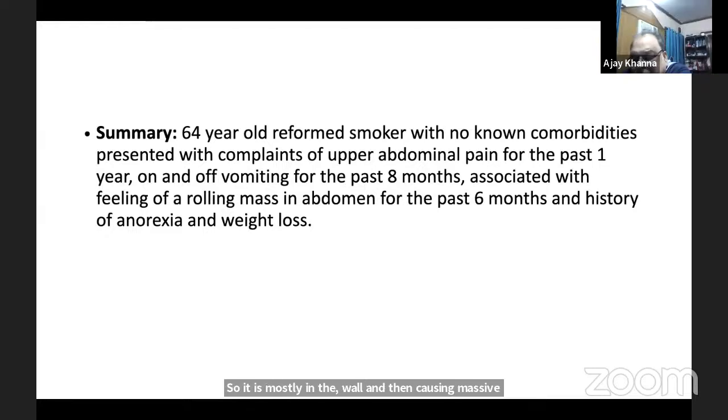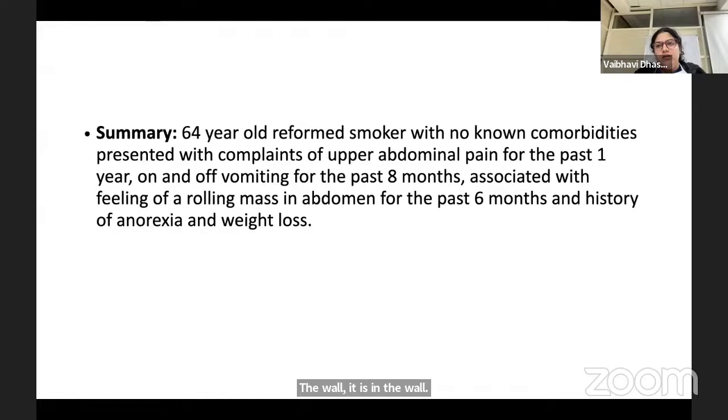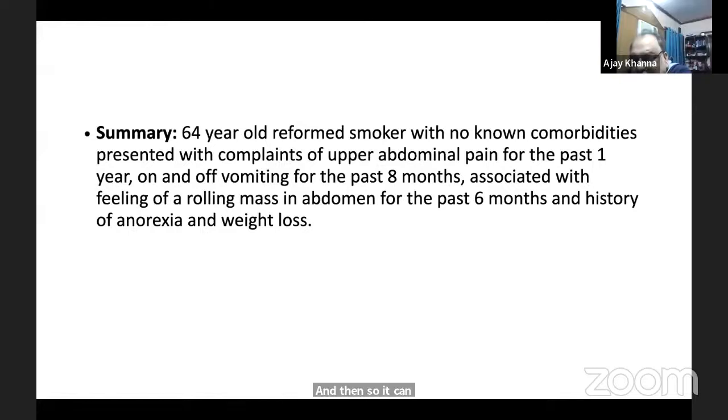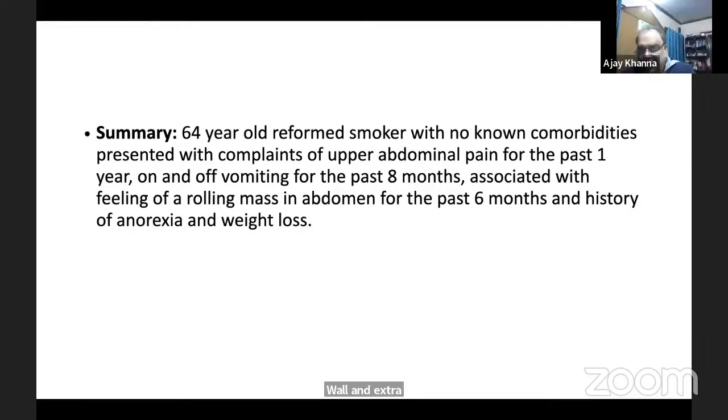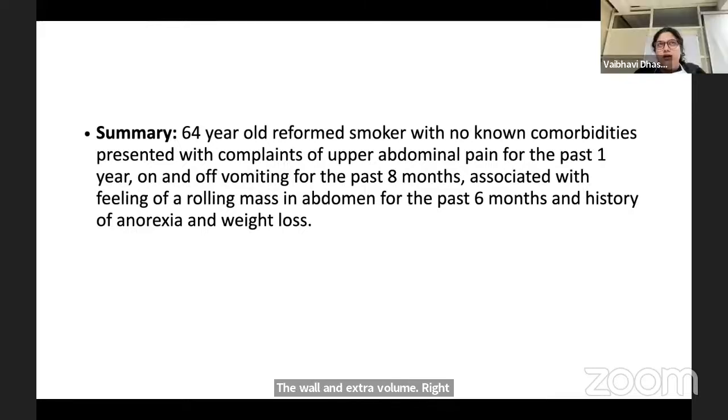Whenever you talk of any obstruction, tell the causes according to lumen: the wall and extra wall. So what can be there in the wall and what can be there outside the wall because of tuberculosis? Sir, there can be hyperplastic features which will cause stiffening of the wall. It can be ulcerative, which will also involve the inner wall. And then there can be a stricture following chronic inflammation.